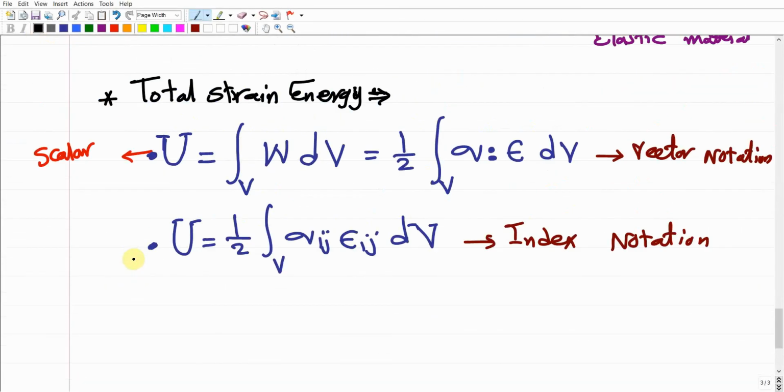So the question is, if this is the total strain energy, is it the total potential energy? No, not necessarily. Why? The strain energy is one of the forms of the potential energies, but it is not everything, because we probably have an object with multiple potential energies. So when we talk about the total potential energy, it means that we have to sum all the potentials of this object.